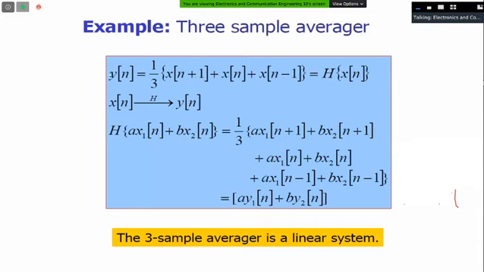So if you multiply yn with a, it will give you ayn, and when you multiply it with b, it will give you byn. So these six factors you get are the result of multiplication of this yn with a and b. If you solve this, you will get a y1n plus b y2n. That means when one input, x1n, is scaled with amplitude a, and the other input x2n is scaled with an amplitude b, and they are added, the same kind of functionality will appear at the output also. So that means this is a linear system. It's very easy to prove it, right?